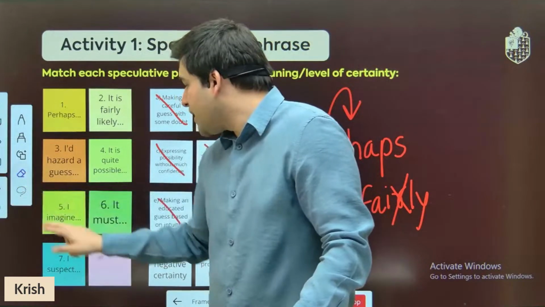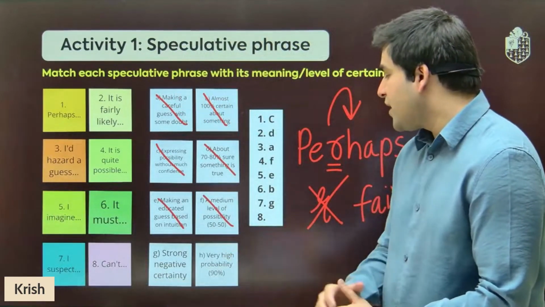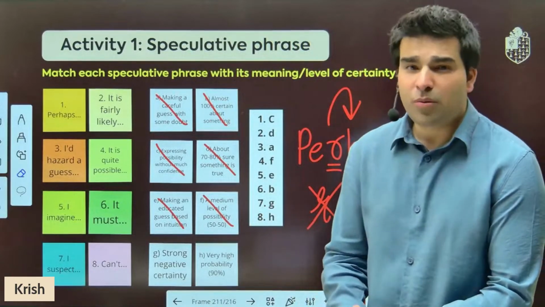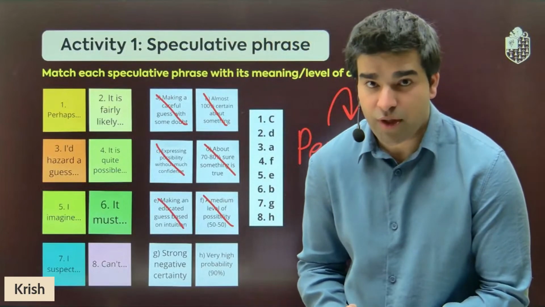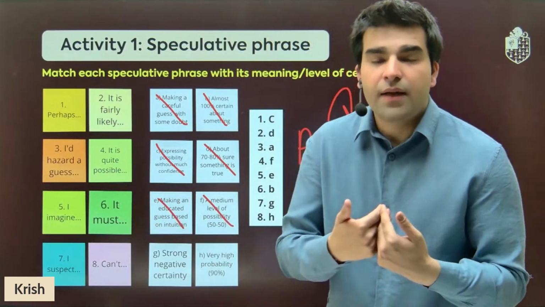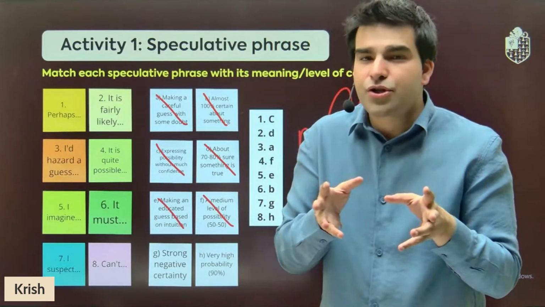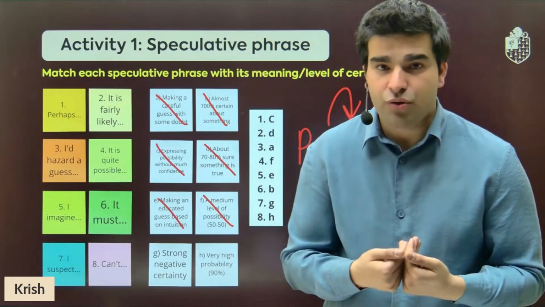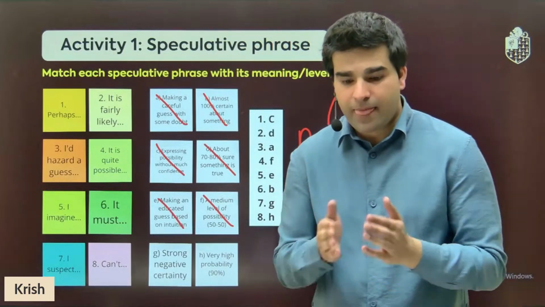And the last one here is can't. Can't is very high probability. Here we go. H, very high probability. But how come? It can't be true. If you're more sure than can't, then you say it mustn't be true. But if you're like 90% sure about something negative, then you say it can't be true, or simply can't be true. Can't be true. All right.